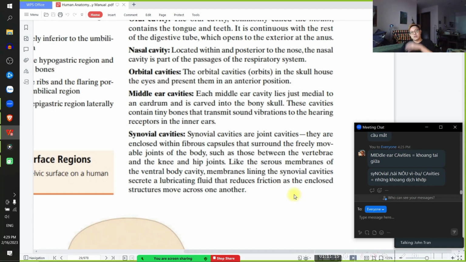So, synovial cavities basically are joint cavities. They are enclosed within fibrous capsules that surround the freely movable joints of the body, such as between the vertebrae, or spinal cord, and the knee and hip joint. The synovial cavity is the cavity related to the joint. They are surrounded by fibrous capsules, outer fibrous layers that cover the freely movable joints of the body.